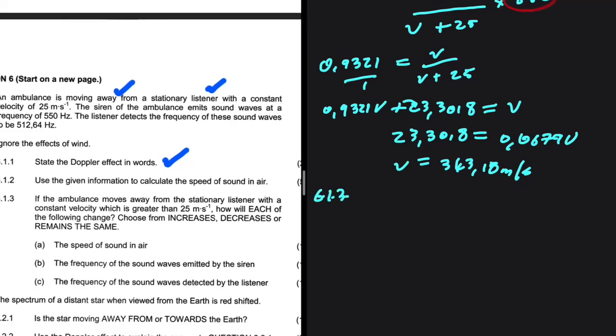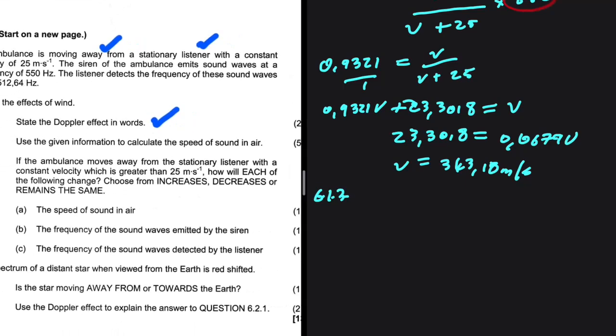6.1.3, a bit conceptual. The ambulance is now moving away from the listener with a velocity that is greater than 25. Okay, how will each of the following change? Choose from increase, decrease, or remain the same. Let's take a look. A, the speed of sound in air. The speed of sound in air will remain constant, right? The speed of sound in air is not a function of how fast the velocity of the source is, right? So this will remain the same, okay?